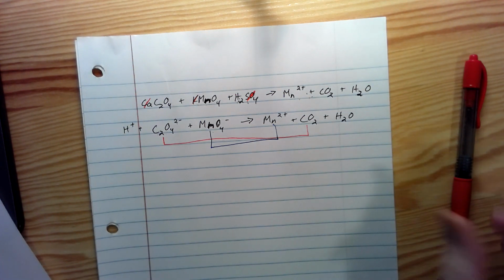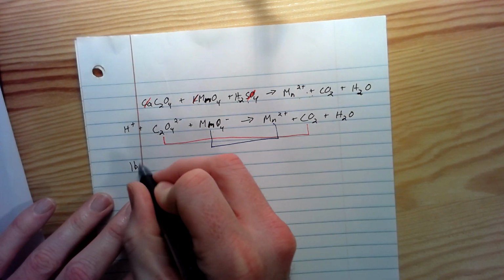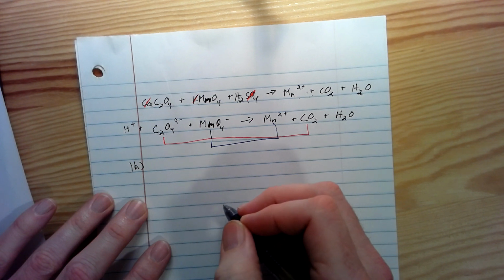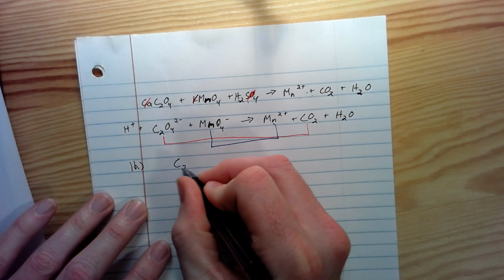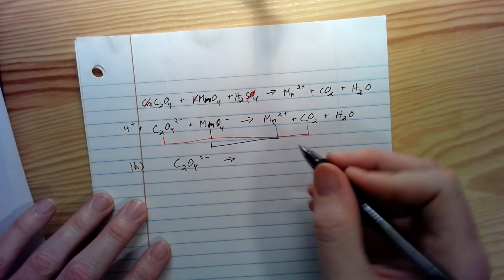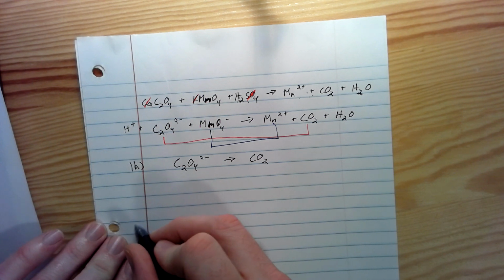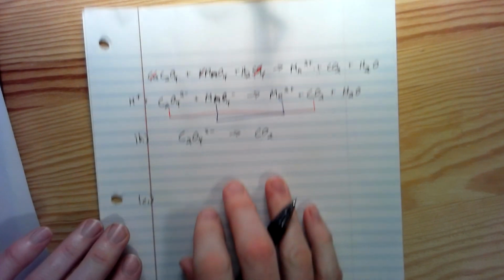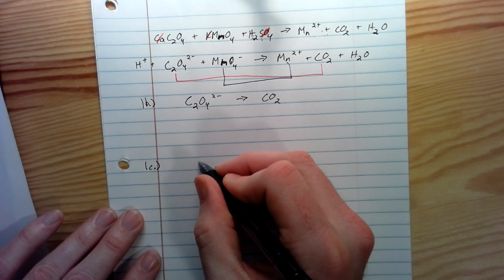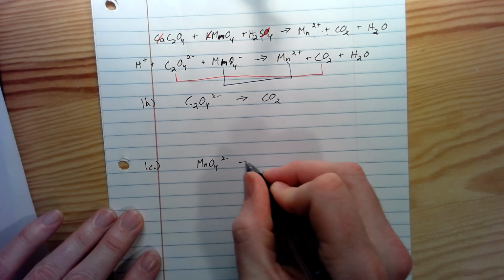So for 1b, it asks you to write the half equation for the oxidation reaction starting with C2O4. I'm going to start with C2O4 2 minus, and my half equation is going to be CO2. And let's see if we can get 1c. I will show MnO4 2 minus, and I'll take it to Mn2 plus.